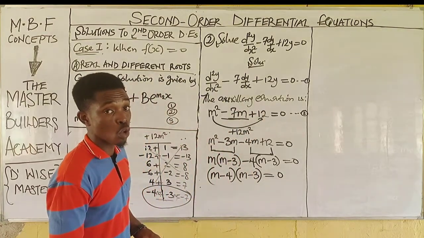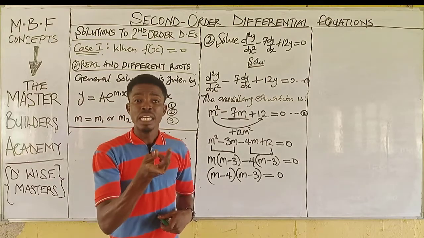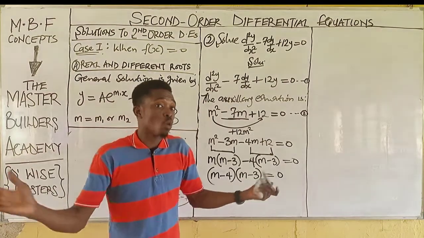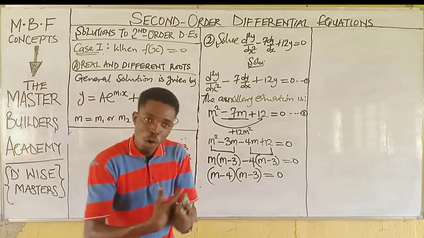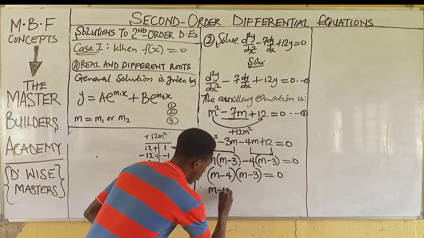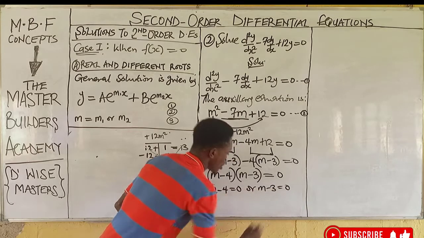Don't forget also that for the product of 2 factors to be 0, it is either one of the factors is 0. But we don't know the one that is 0, so we assume either the first is 0 or the second is 0. So therefore we have m minus 4 is equal to 0 or m minus 3 is equal to 0.